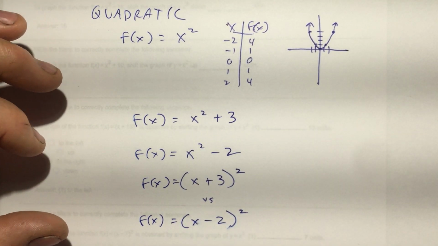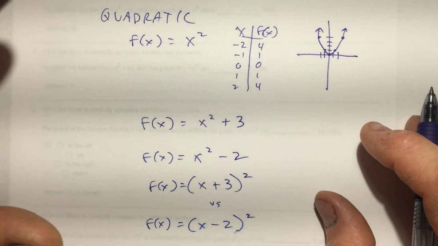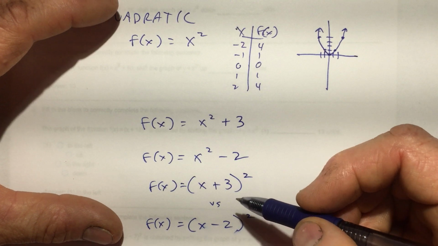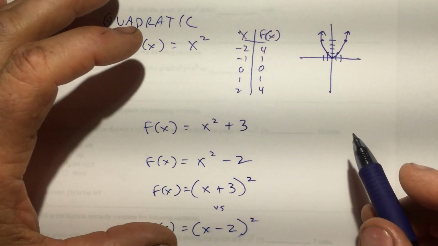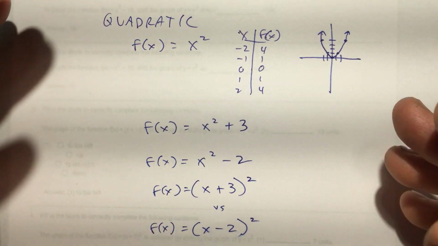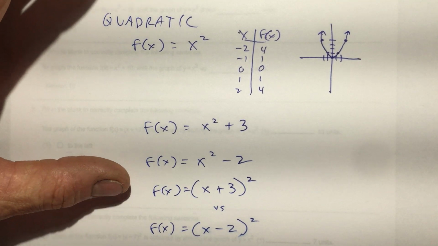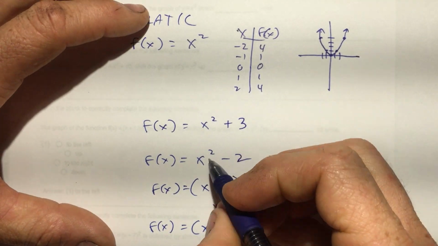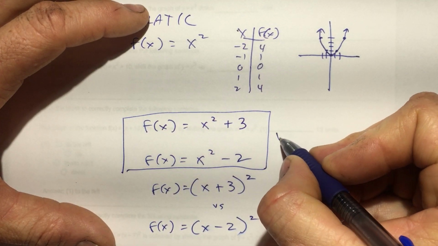What's going on here? Well, when I add and subtract numbers, whether I do it like this or like that, it's going to shift the graph. The graph is still going to look the same, but all it's going to do is shift it to the left or the right or up and down. Now here's how you determine what it does. When I just add or subtract like these two here, this is just going to move it up or down, or vertical.